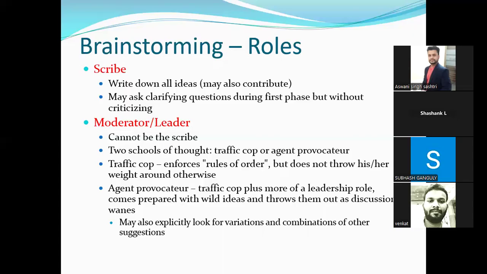So in brainstorming session, guys, we are having two roles. One is the role called moderator, another is the scribe. Moderator is the person who is going to lead the brainstorming session, and the scribe is the person who is going to help the leader.